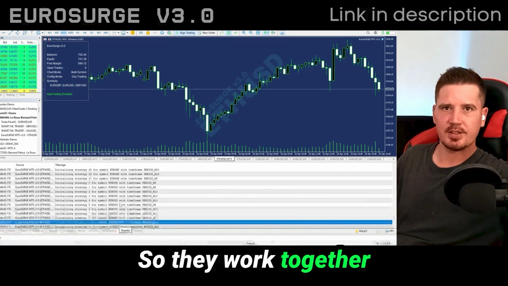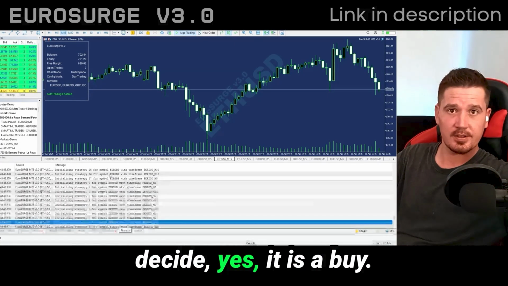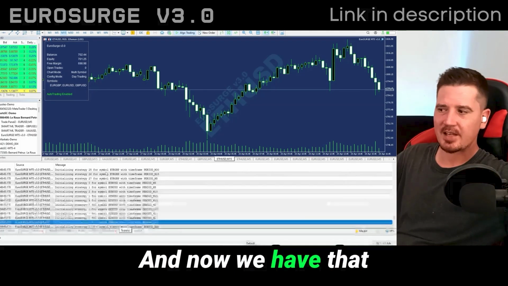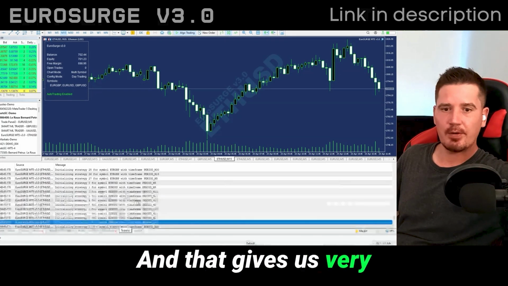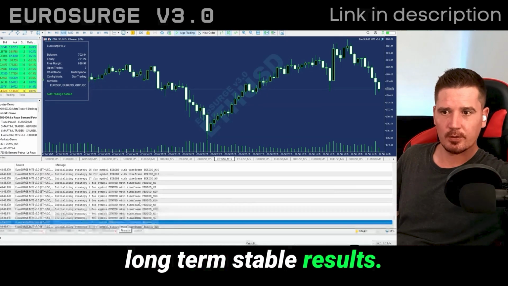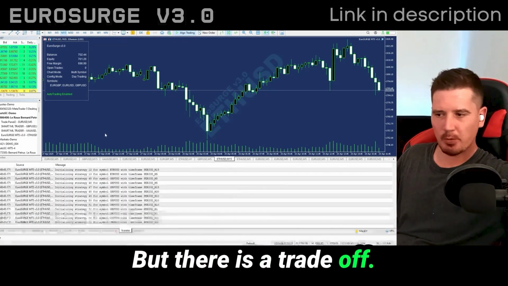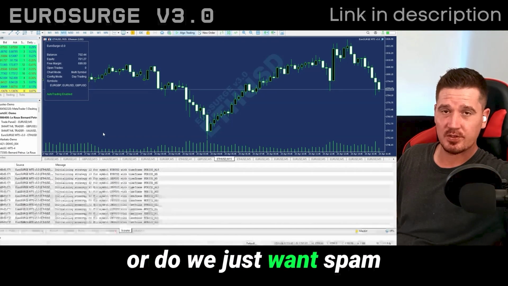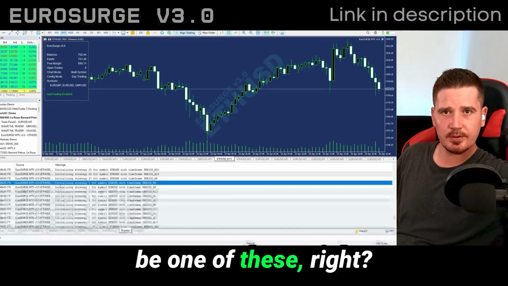So they work together the same way all of our indicators have to collectively decide, yes, it is a buy, and now we have that same criteria, but across multiple strategies. And that gives us very long-term stable results. It does hurt our trade frequency, but there is a trade-off. Do we want accurate trades or do we just want spam trades? The older version, every set file would just be one of these, right?